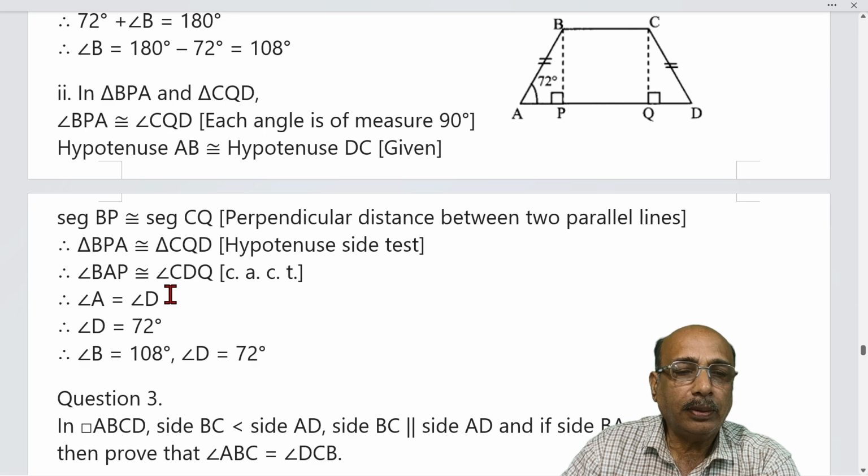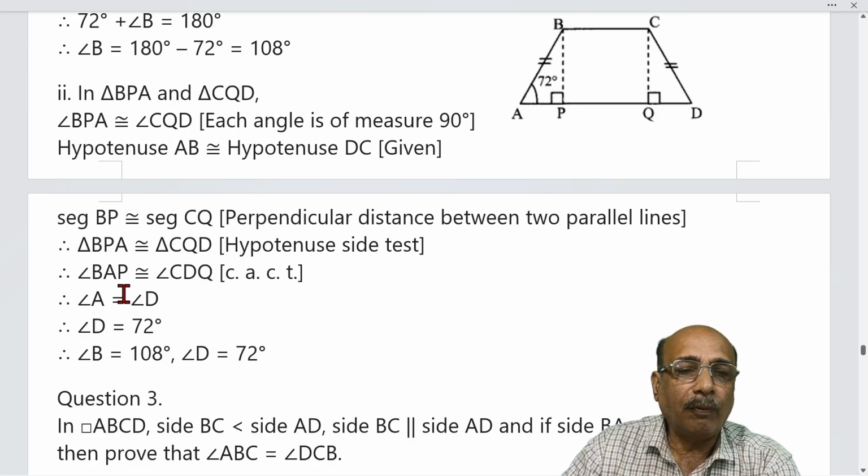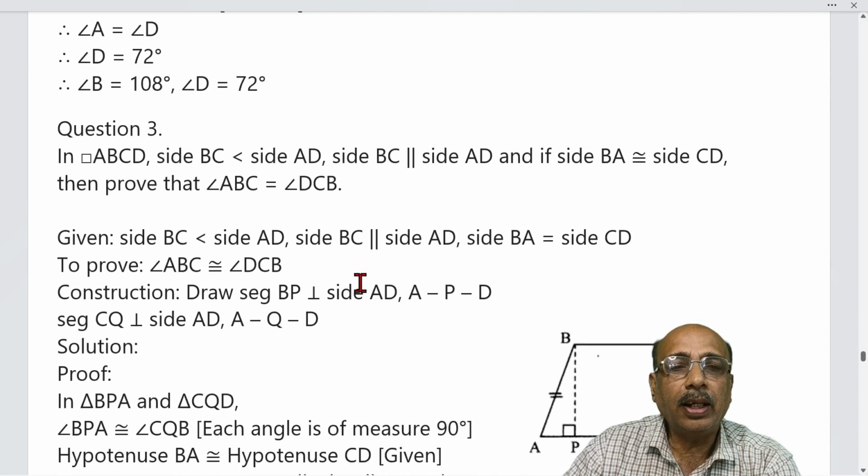So here, therefore, the two triangles BPA and CQD are congruent to each other by the hypotenuse side test. Therefore, angle BAP is congruent to angle CDQ, corresponding angles of congruent triangles. Therefore, angle A equals angle D equals 72 degrees. Answer: angle B equals 108 degrees and angle D equals 72 degrees.